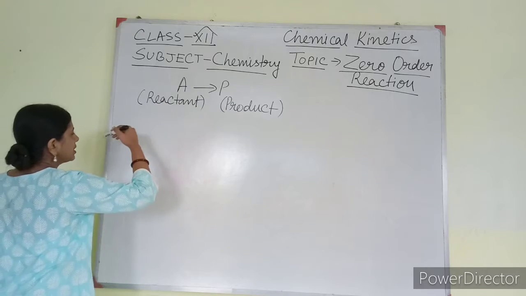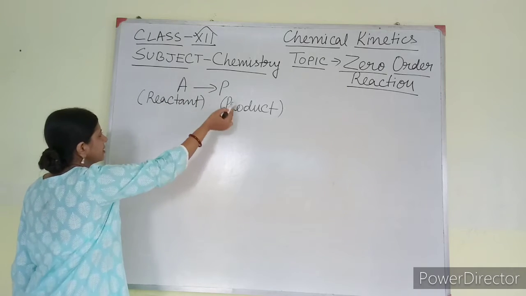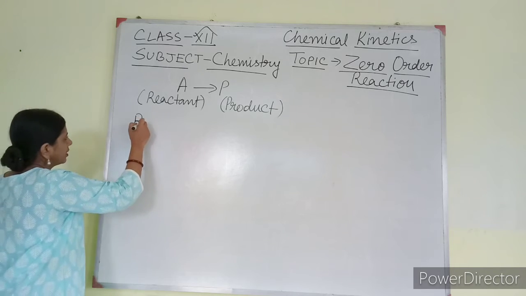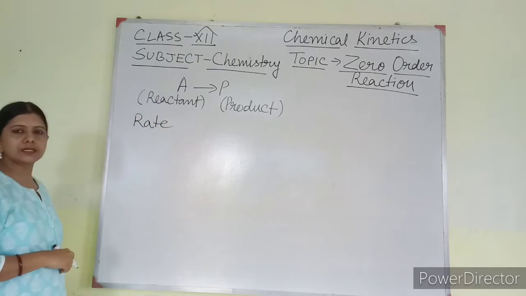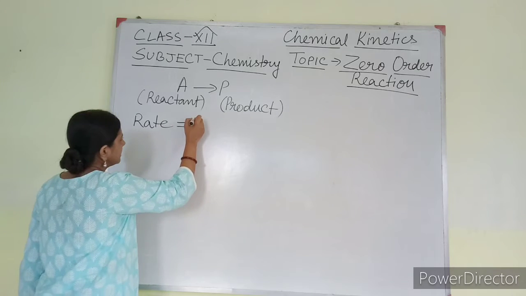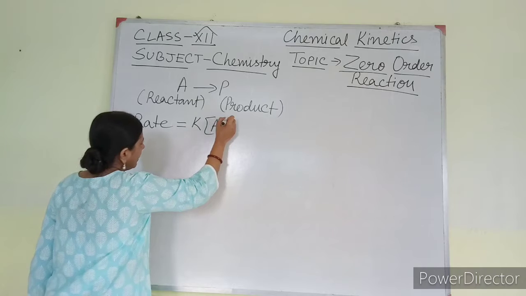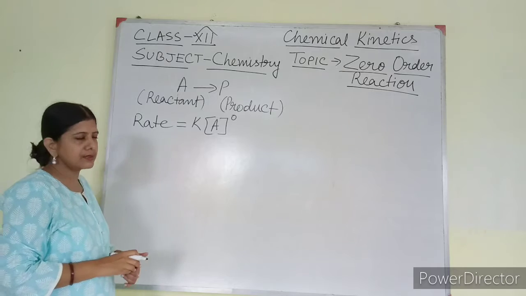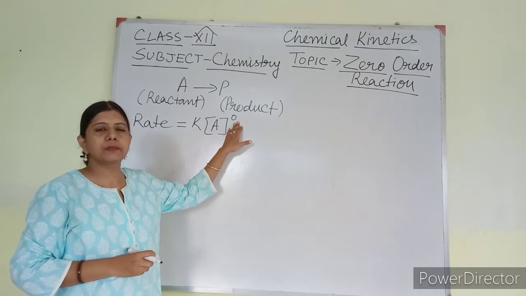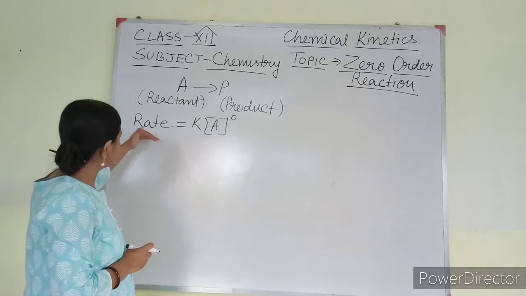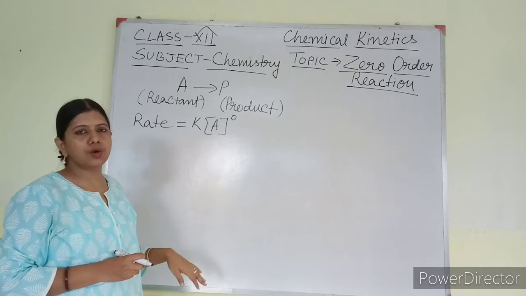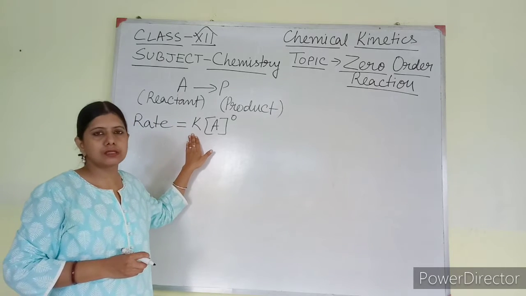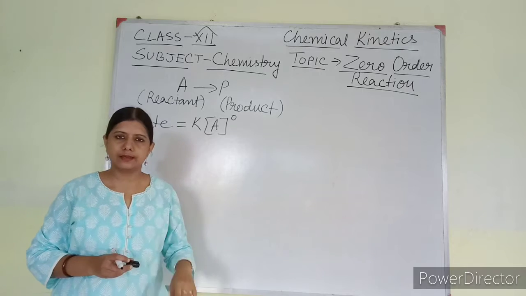Suppose a reaction is going on where A is the reactant, changing into product. How do we write the rate of the reaction? As I know this is a zero order reaction, I will write the rate as k[A]^0, where [A] is the concentration of the reactant. Power 0 means it doesn't depend upon the concentration of the reactant. So this is my rate. The rate of a zero order reaction is written like this, where k is the rate constant, which you have learned about earlier.